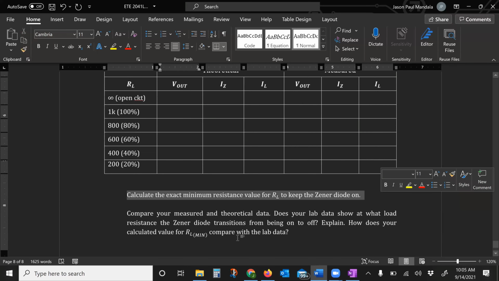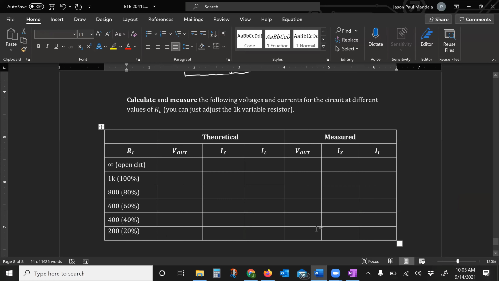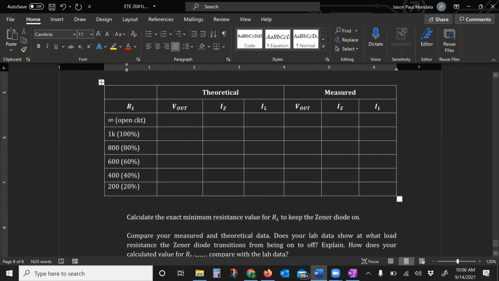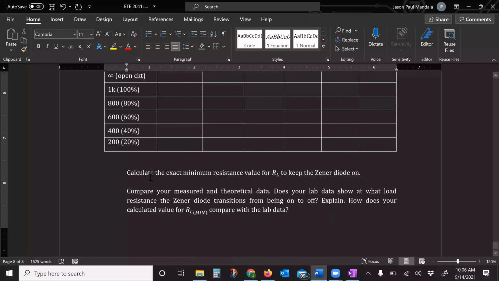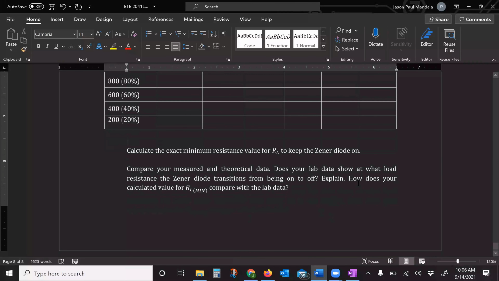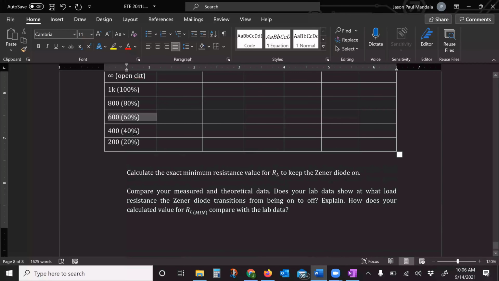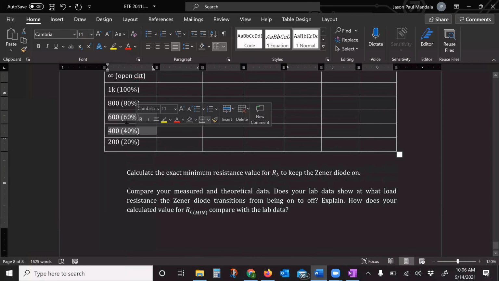You don't necessarily need to do that ahead of time. I did that anyway, but you can make all these measurements without really knowing what you're supposed to get, and then figure out what you're supposed to get later. That works as well. So compare your measured and theoretical data. Does your lab data show at what load resistance the Zener diode transitions from being off to on? We know the transition should happen somewhere between 600 and 400. It's supposed to happen exactly at 522, but we didn't use exactly 522. We did something above 522 and something below 522.